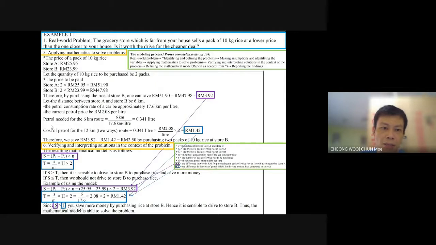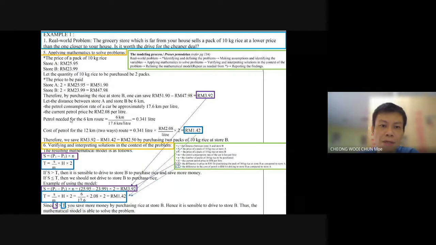Then let's say the distance between A and B is 6 kilometer. The petrol consumption rate of a car, which we found from the internet, is 17.6 kilometer per liter. The current petrol price, which they find from the government consumer website, is 2 ringgit and 8 cent per liter.